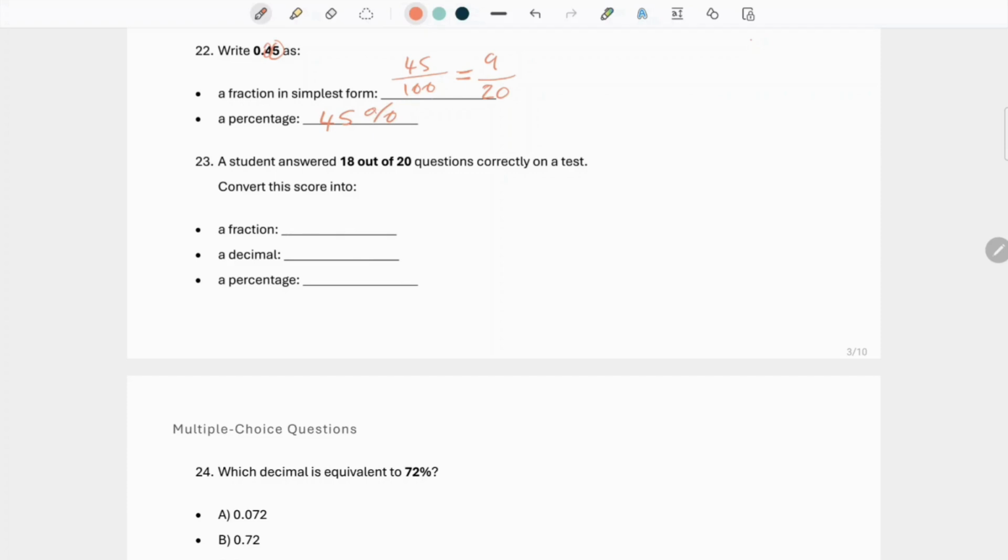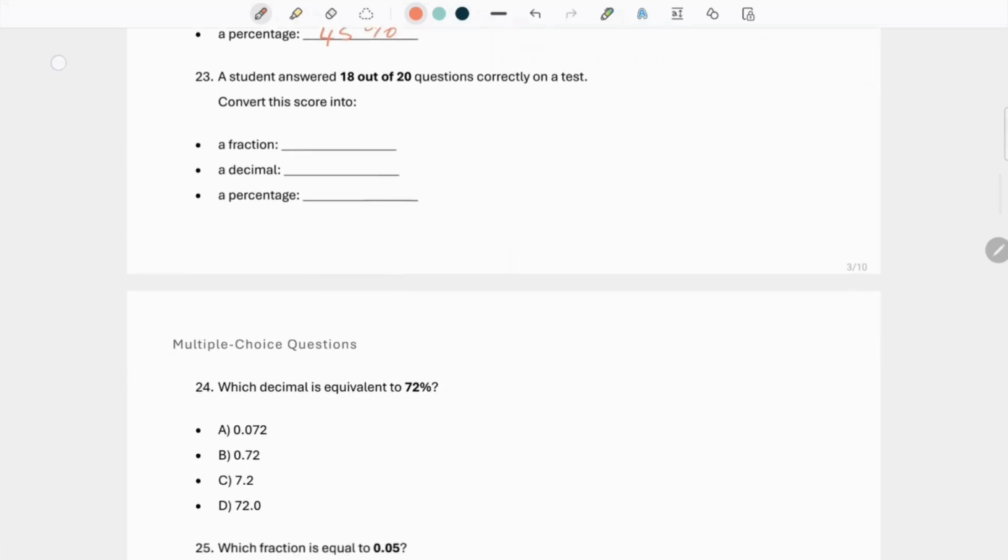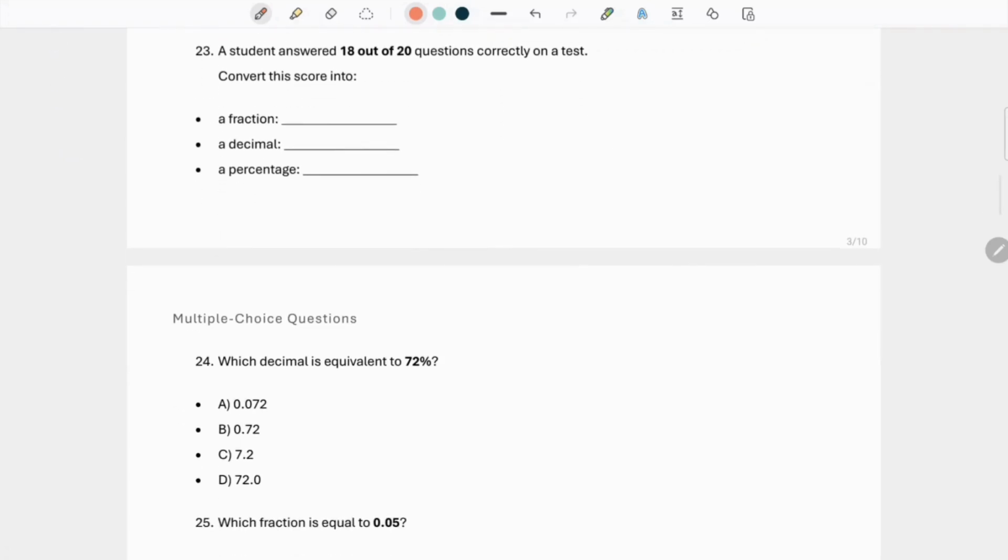Let's look at question 23. It says a student answered 18 out of 20 questions correctly on a test. Convert this score into a fraction. So they scored, let's just say, 18 out of 20. Let's just write this down. That's what they scored. So we've got it as a fraction. They didn't say in its simplest form, but we're just going to put it in its simplest form. So if I'm struggling to find the highest common factor, let's just divide it by 2. So we end up with 9/10 in simplest form.